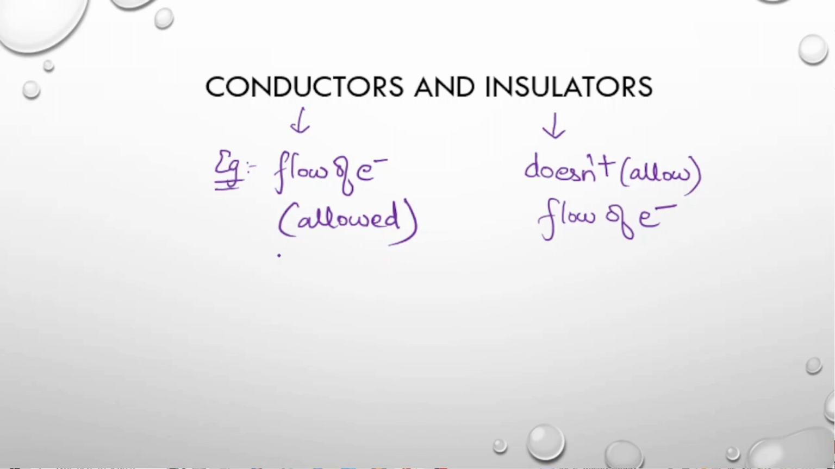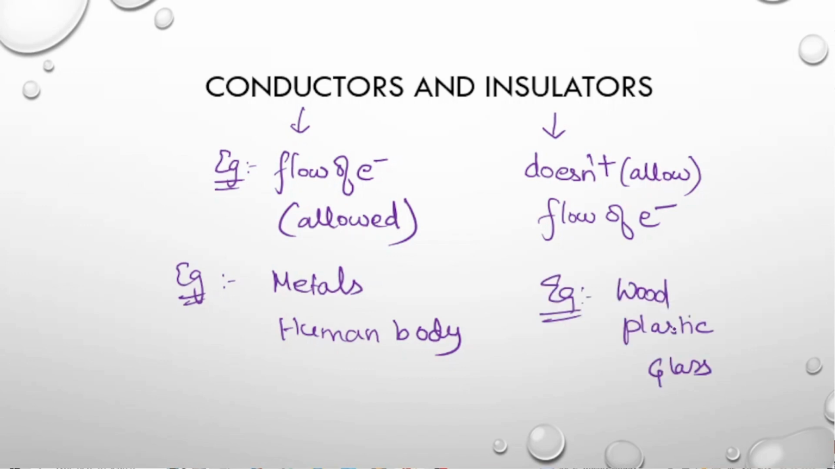Most of the metals are good conductors. The human body can also be called a conductor. What examples can you give for insulators? Insulators like wood, plastic, glass. These are all poor conductors of electricity. Therefore, we call them insulators.